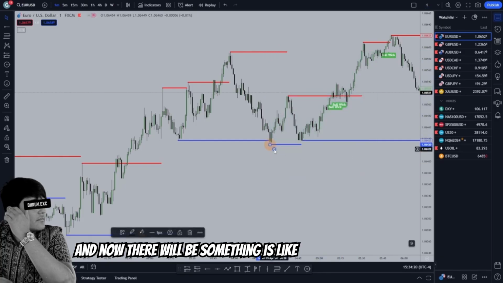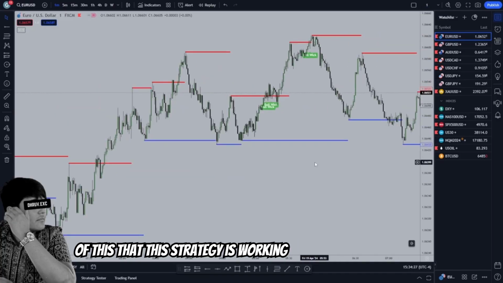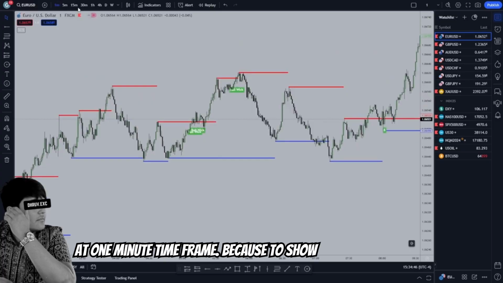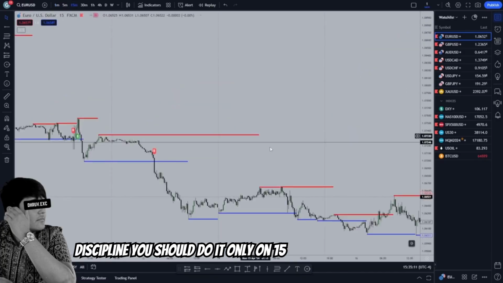Because this strategy works well, what people will do is overtrade, which will lead to a loss. It doesn't matter how good the strategy seems, if you overtrade, it will be a loss. That's why I'm showing you the 1 minute time frame, to show you that it works everywhere. But I don't recommend trading on the 1 minute time frame. If you are a scalper and really disciplined, and you know that you will trade in the New York session, take one trade, and after that trade not take any other, then you can do it on the 1 minute time frame. But to create discipline, you should do it only on the 15-minute time frame.